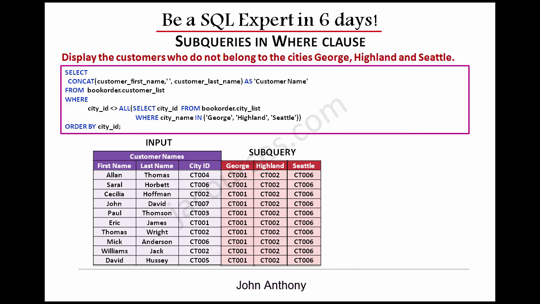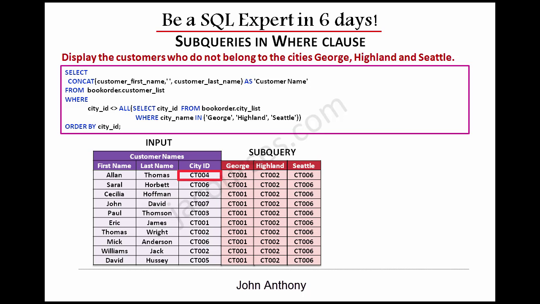Now, the WHERE clause of our main query says city ID not equal to, which means we will display the customer names of the customers who stay in cities whose city IDs don't fall in any of the city IDs returned by the subquery. Take the example of the first record, where the city ID of Alan Thomas is city 004, whereas the subquery has returned 1, 2 and 6, which means city 004 is not there in the subquery city IDs. So this will be our output.